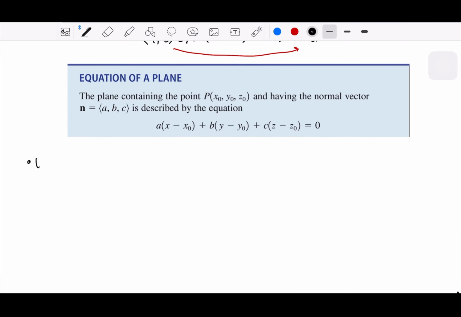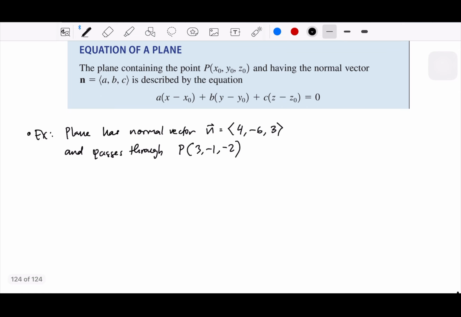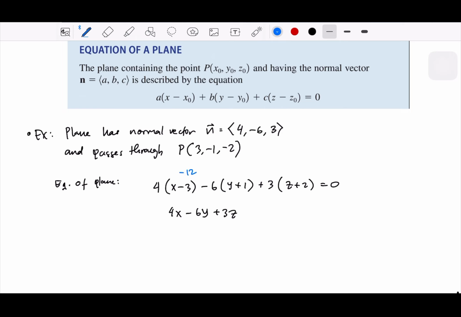Now if we have a question like this example: the plane has normal vector <4, -6, 3> and passes through point B (3, -1, -2). The equation of the plane will be, we can directly write 4 times (x minus 3), then minus 6 times (y plus 1), plus 3 times (z plus 2). So 4x minus 6y plus 3z, and the constant is -12, -6 plus 6, so it's -12, or this is equal to 12. So this will be the equation of the plane.